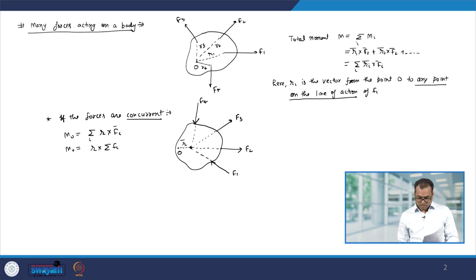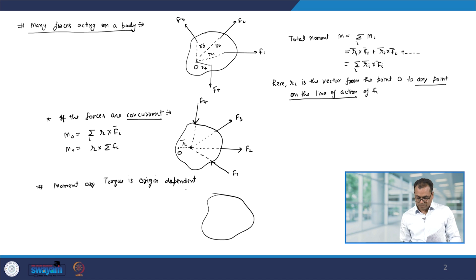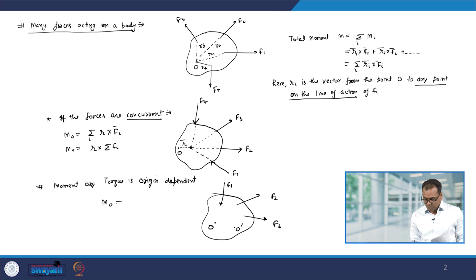Now, from here it is very clear that the moment or the torque is origin dependent. What do I mean by that? The comment is that moment or torque is origin dependent. That means that if you have a rigid body and various forces are acting on it, let us say F1, F2 and F3, and you calculate the moment about O or about O prime, then the moment about O will be different than the moment about O prime.